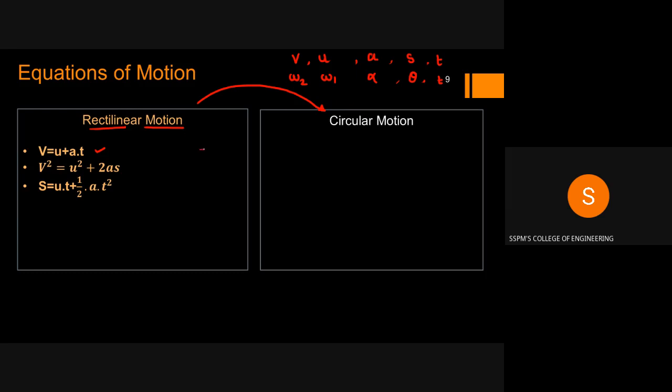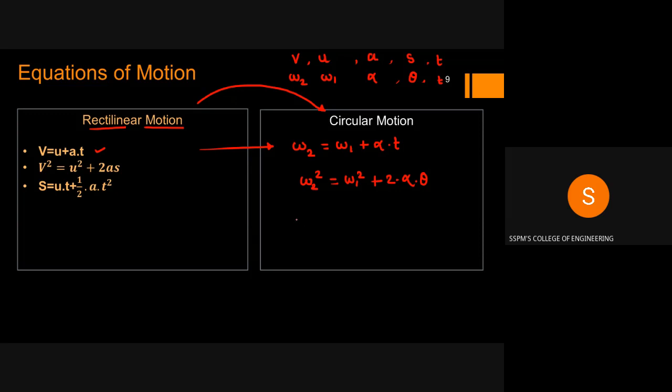Now write these equations. First equation: v is the final velocity, so we write omega 2 as the final velocity, which is equal to omega 1, the initial velocity, plus a is the linear acceleration, so alpha is the angular acceleration, alpha into t. So omega 2 is equal to omega 1 plus alpha t. Second equation is v square, so omega 2 square equals u square, so it is omega 1 square plus 2 alpha theta. This is the second equation in the circular motion.